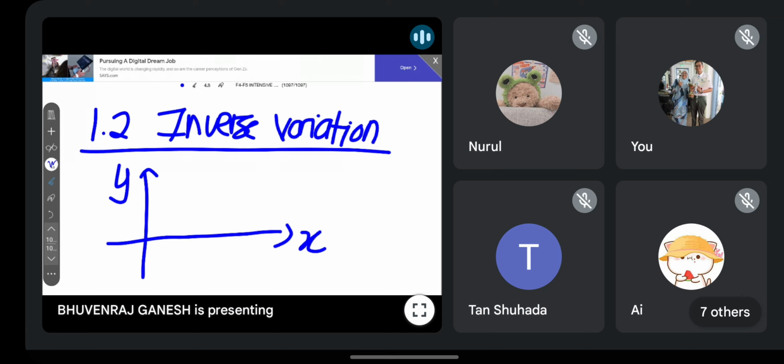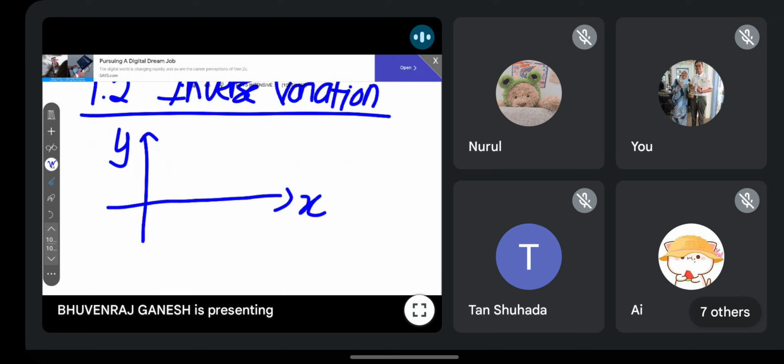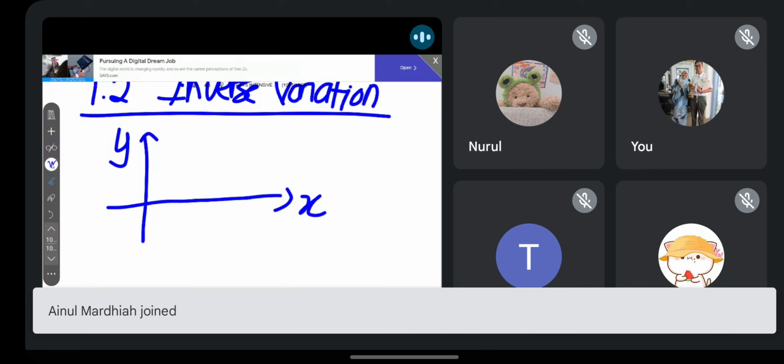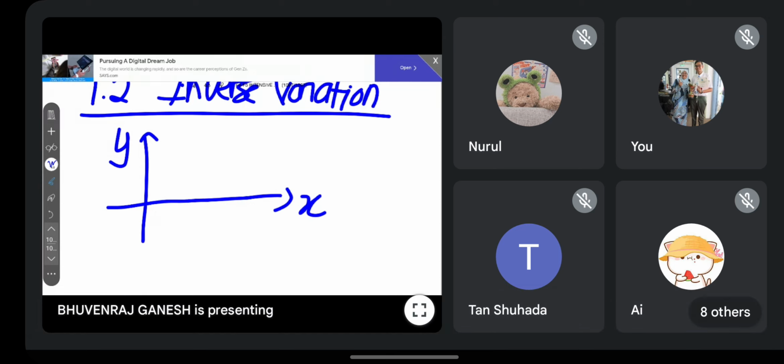Okay, so guys, inverse variation. How will the graph look like? Can you all tell me? Macam mana graph dia akan nampak? Can you all describe to me the graph? How will inverse variation graph look like? Siapa boleh bagi tahu macam mana graf ni nampak? Is it like this? Adakah graf dia macam ni, guys? Betul ke salah?